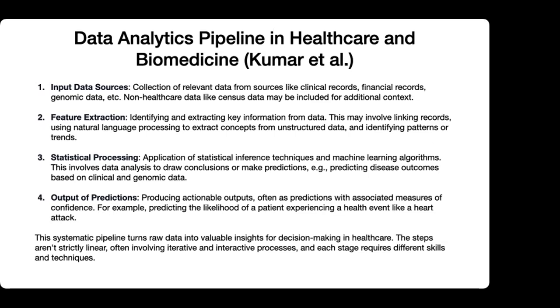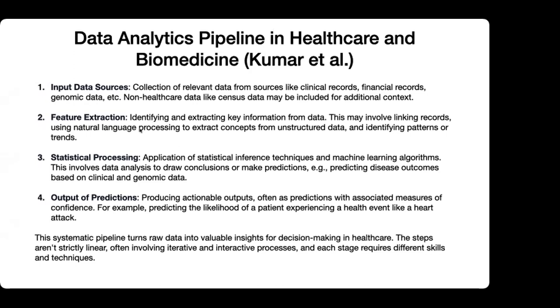Number two, the second step is feature extraction. This step involves identifying and extracting key pieces of information from the collected data. It's a process of organizing and highlighting relevant aspects of the data. So this may involve linking records across different sources, using natural language processing to extract and normalize concepts from unstructured data, like, for example, medical notes, and identifying other patterns or trends in the data.